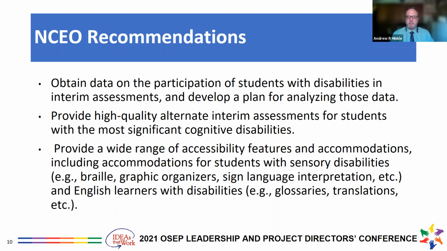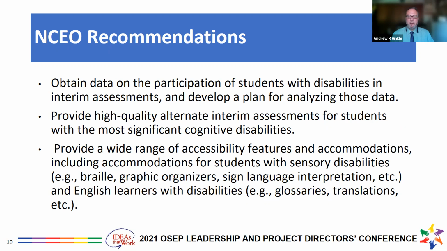In this report, NCEO published 7 recommendations. The first is to obtain data on the participation of students with disabilities in interim assessments and develop a plan for analyzing those data. It is essential to examine participation rates and discuss these in ways that inform decision-making.